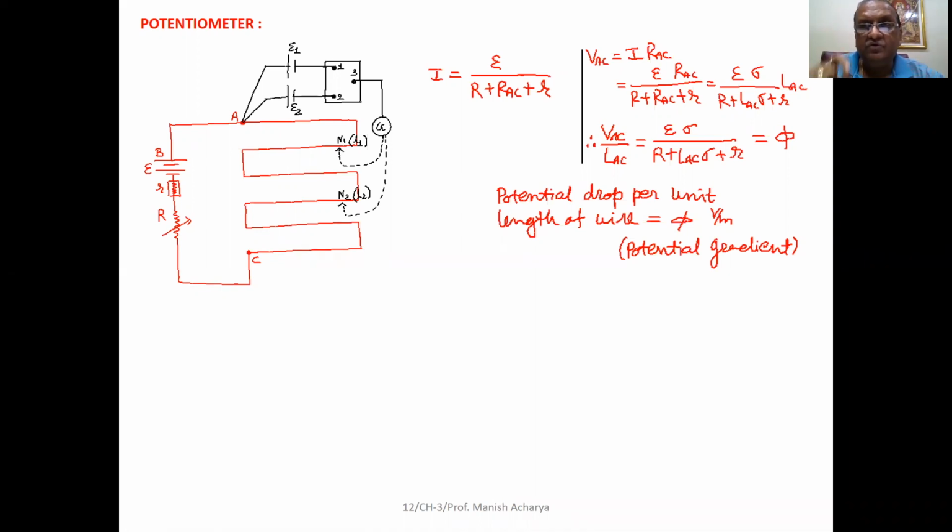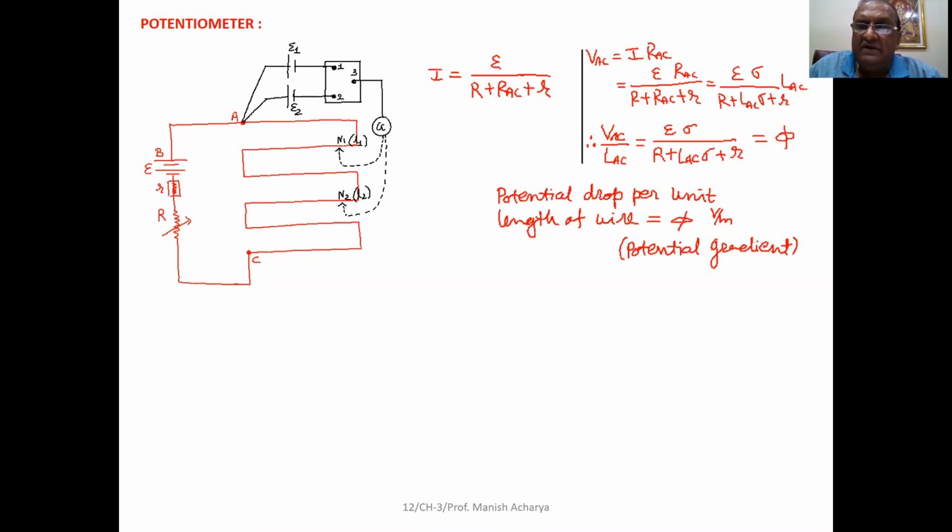Now, if you want to find the EMF of the cell, then you have to make an arrangement in which the current flowing through the cell becomes zero. If the current flowing through the cell becomes zero, then whatever potential difference is obtained across the two terminals of the cell is the EMF of the cell.